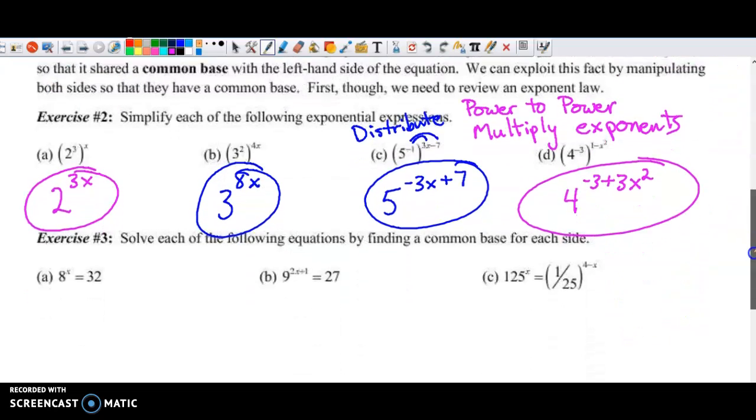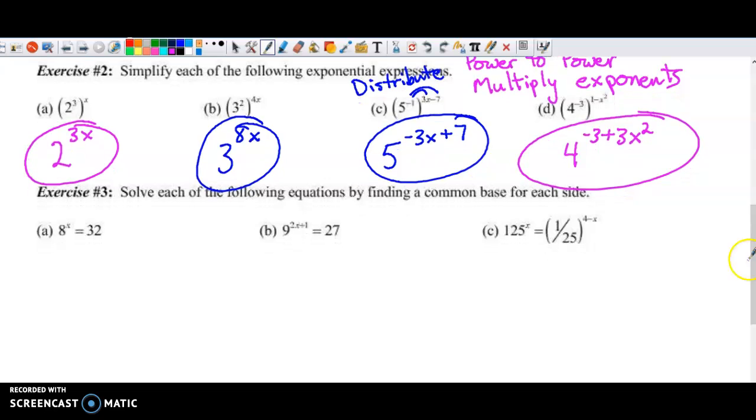So as I move on to the next example, I don't know how many of you would be able to just look at these problems and guess what the power needs to be. So the thought process is to get the same base. We call it the common base. But I have a feeling that you guys are better with the word same than you are with common.